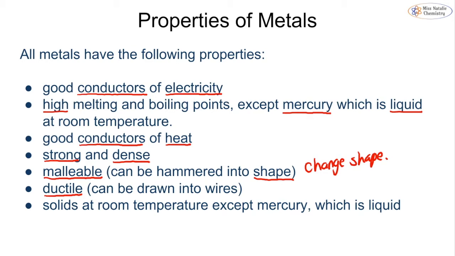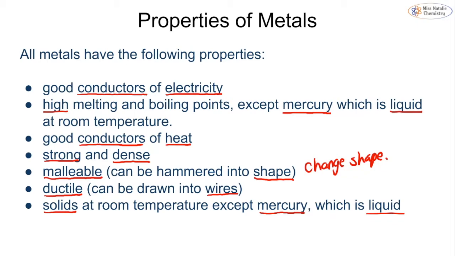We also say that they are ductile, meaning they can be drawn out thin into wires. And again, some metals are better than others for this. Copper is a particularly ductile metal, and because it is a very good conductor of electricity, we actually use copper in a lot of our electrical wiring. And all of the metals are going to be solid at room temperature, again, with the one exception of mercury, which is a liquid.